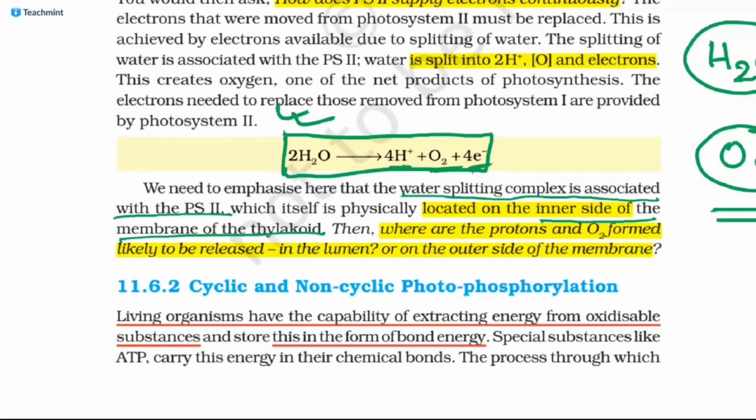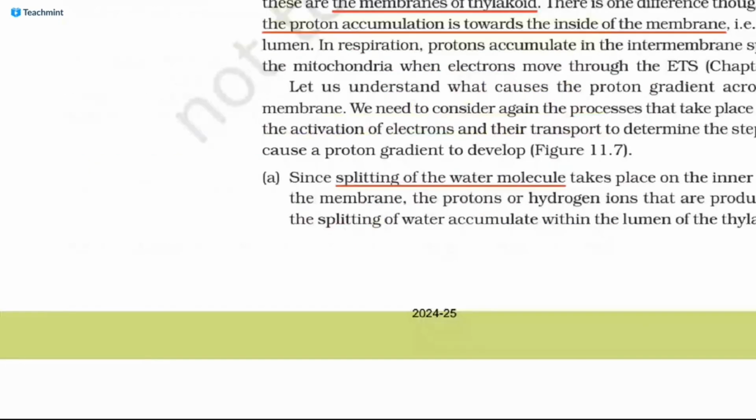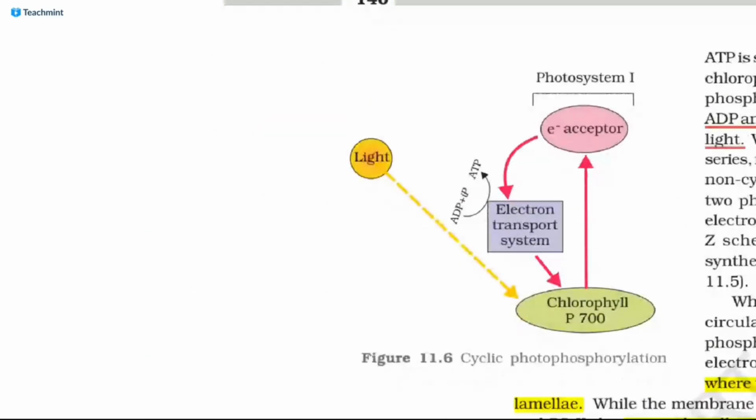So next is the cyclic photophosphorylation. Although we have already discussed that phosphorylation is cyclic and non-cyclic, we will move straight to the cyclic photophosphorylation. Here, as you can see, the cyclic one. Now, what do you observe? This P700 is photosystem 1 or 2? 1. Photosystem 1. Where is photosystem 2? Not present.